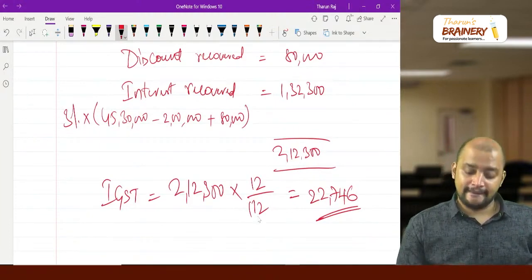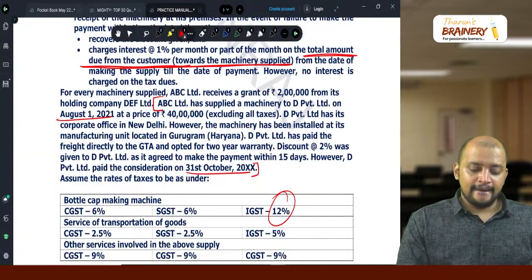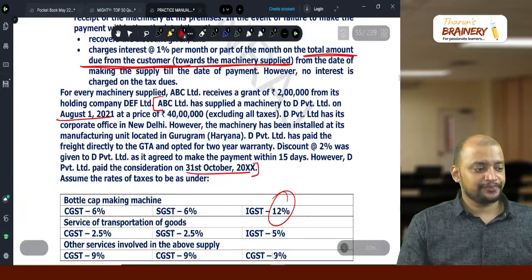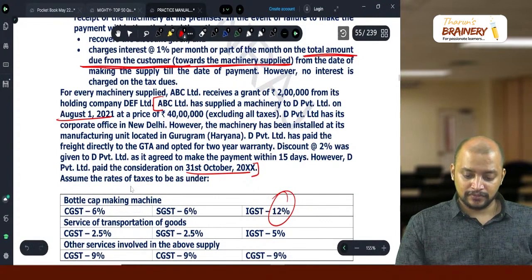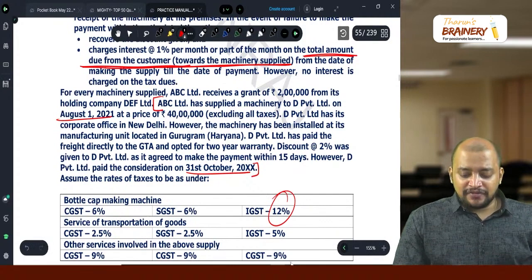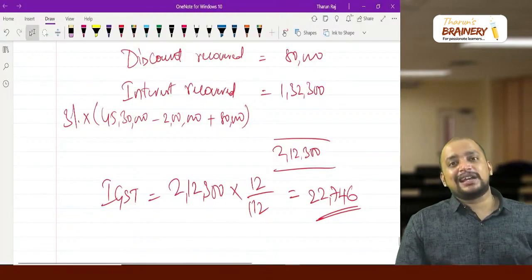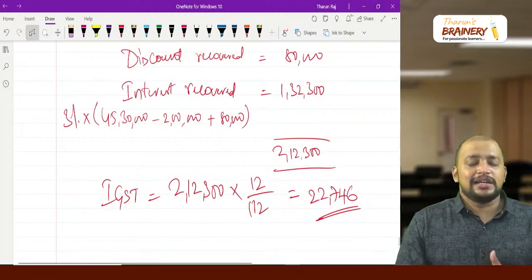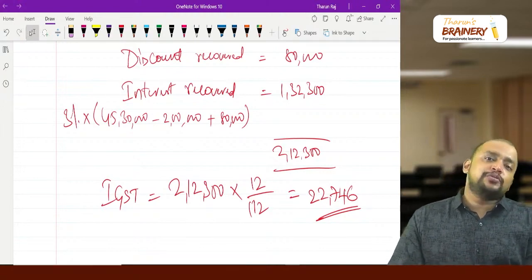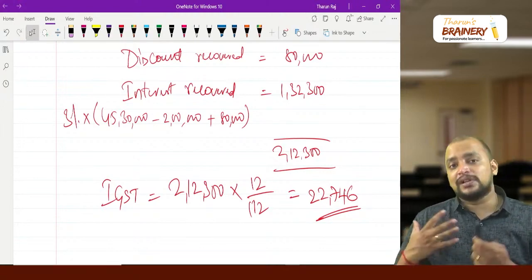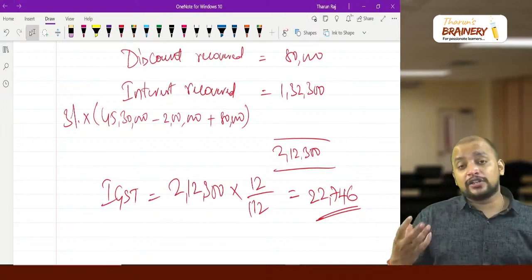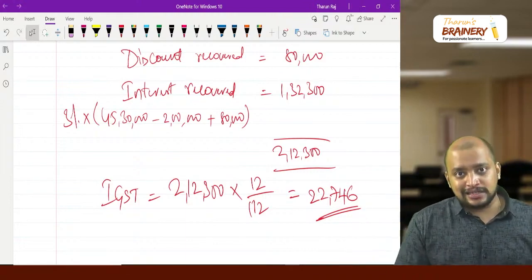Okay? Any other query? In the absence of information, interest should always be taken as inclusive of GST. This interest, late fee or penalty should be assumed to be inclusive of GST, because usually when we collect this interest, we will not be collecting any GST on top of that.